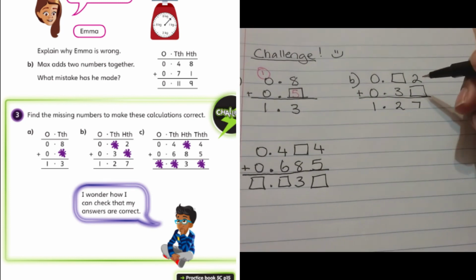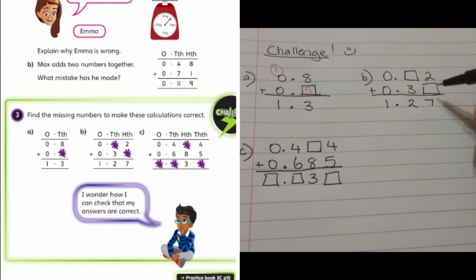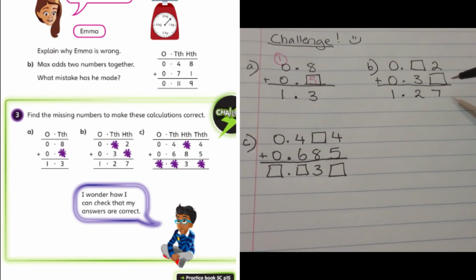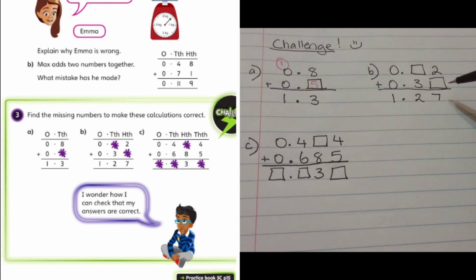I'm going to do the same thing though and start in the ones place. 2 plus something will give me 7. Okay, I think it's just going to be a 5. Let me think. Is there any other possible answer besides 5?